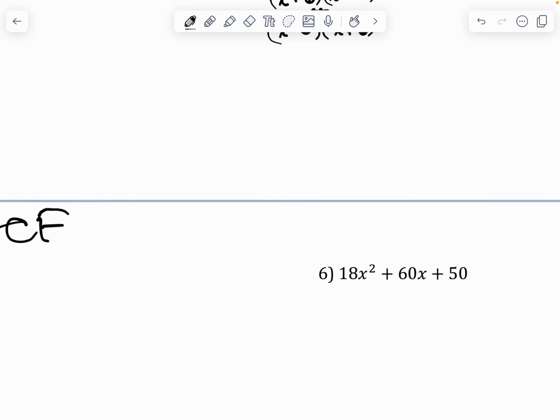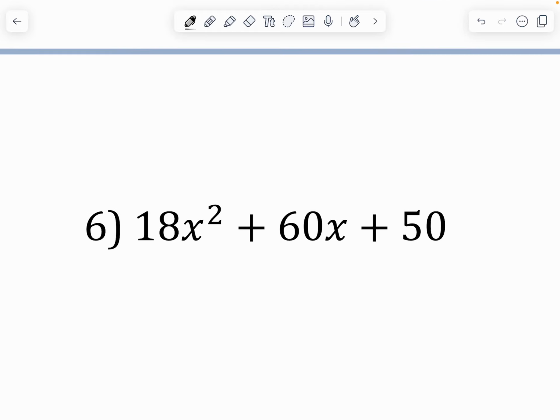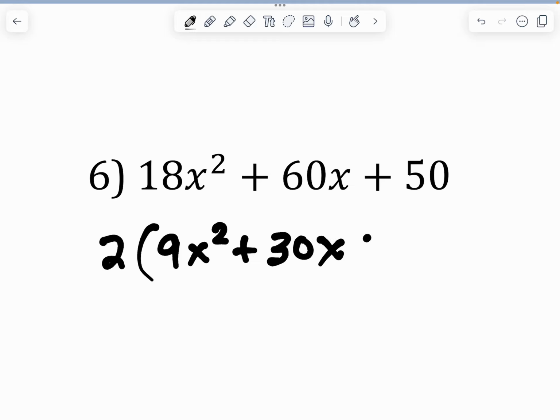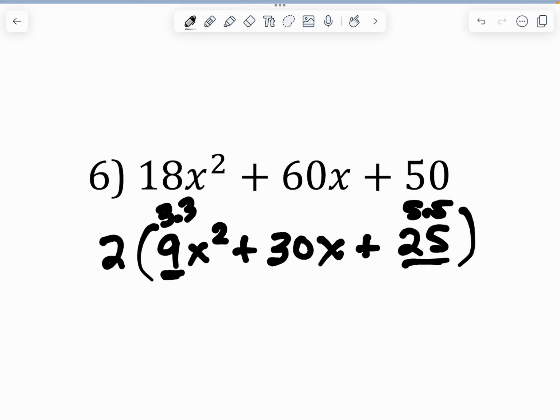Okay, let's look at 6. Again, look for the greatest common factor. I know that I can take a 2 out of all of those. That's the biggest number that I can take. When I take a 2 out, I'm left with 9x squared plus 30x plus 25. All right, 9 is a perfect square. 25 is a perfect square. So this is 3 and 3. This is 5 and 5. If I multiply my 3 and my 5 together, that gives me 15. So 15 plus 15 is 30.